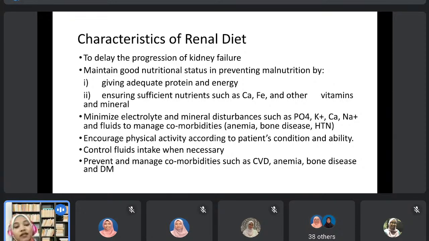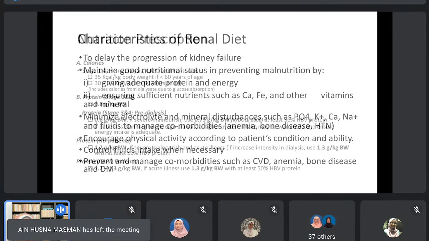So these are the characteristics of the renal diet, of which the objective is to delay the progression of kidney failure, to maintain a good nutritional status and prevent malnutrition by giving adequate amounts of protein and energy, and to ensure sufficient nutrients such as calcium, ferrum, and other vitamins and minerals, to minimize electrolyte and mineral disturbances, which are quite common among kidney failure patients. Encourage physical activity so that they can build up more muscle mass, and control food intake whenever necessary to prevent and manage comorbidities such as CVD, anemia, bone disease, and also diabetes mellitus. So these are the nutrition prescriptions.